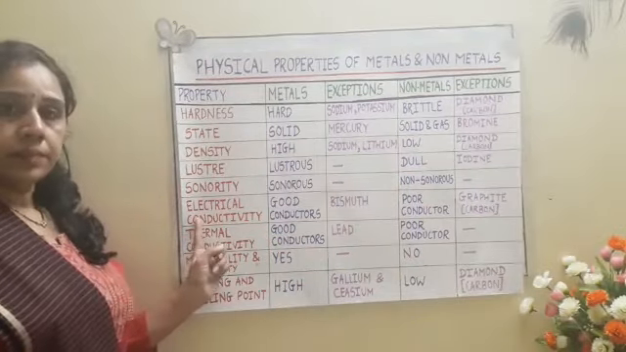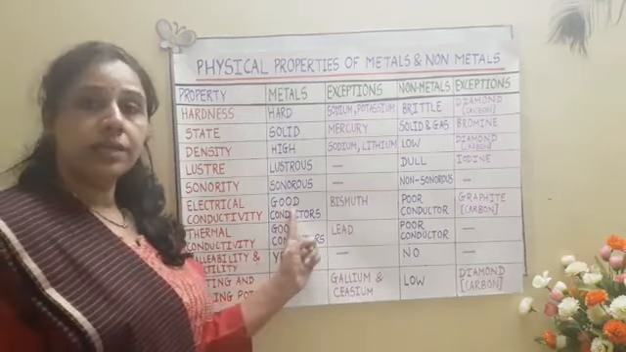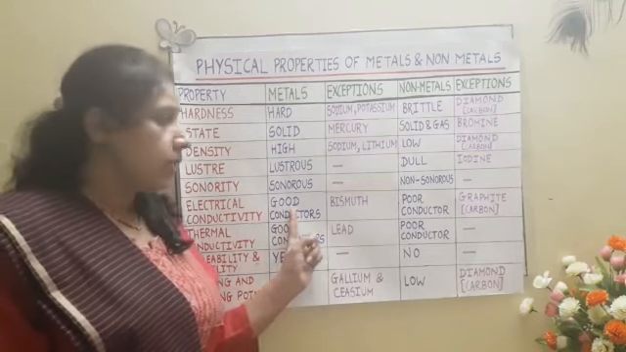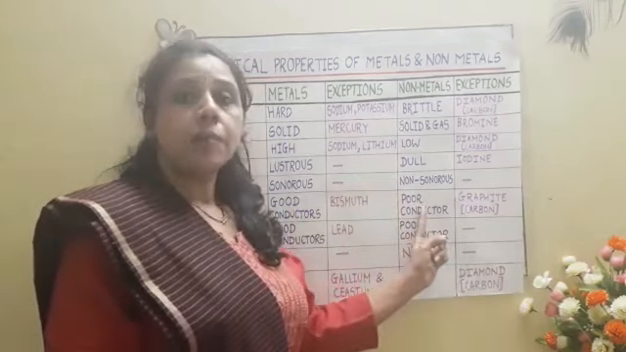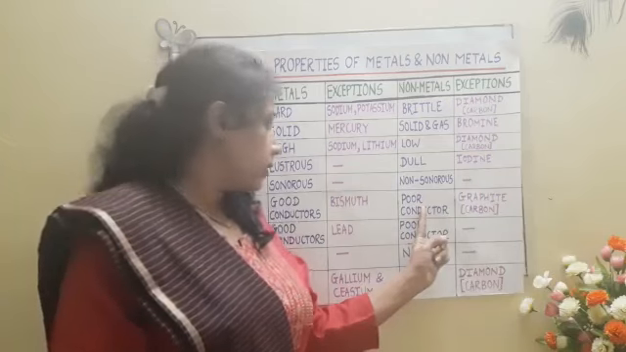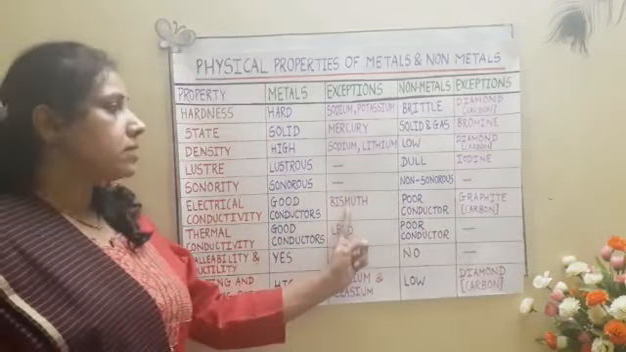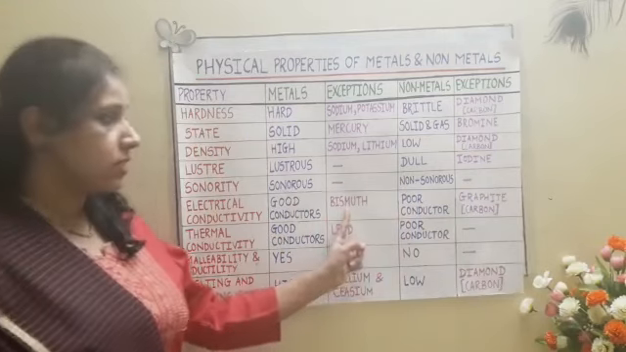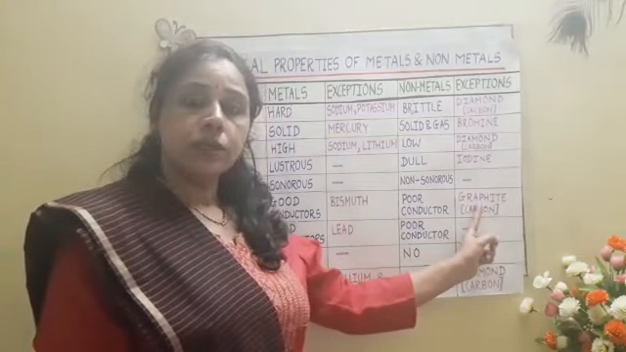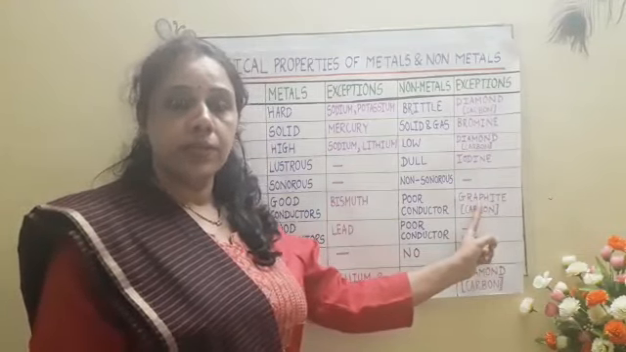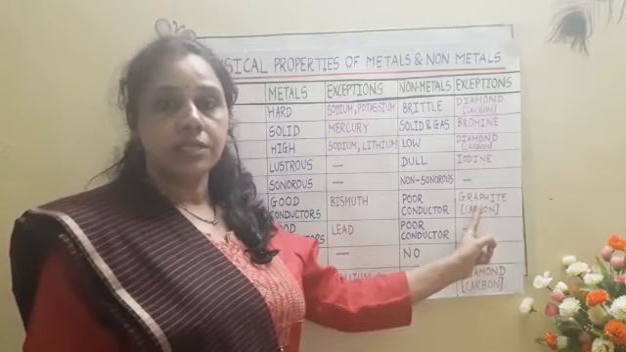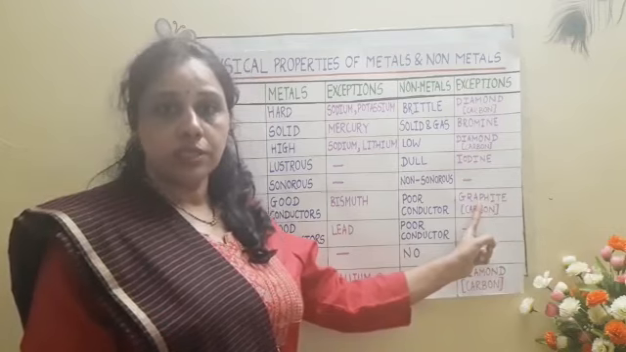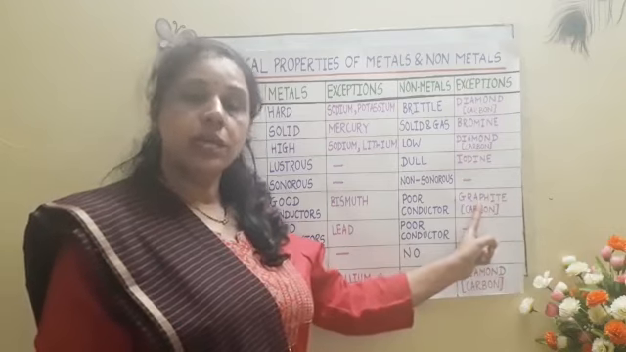Electrical conductivity. Metals are very good conductors of electricity because they contain free electrons in them, whereas non-metals are poor conductors of electricity. Exception in metals is bismuth. Even though it is a metal, it is not a good conductor of electricity. Whereas graphite, which is an allotrope of carbon, is a good conductor of electricity. That is why it is used in the electrolysis process as electrodes to conduct electricity.